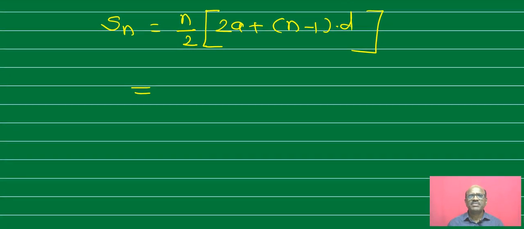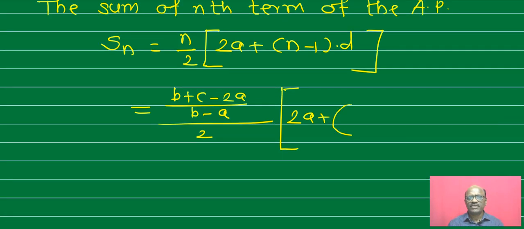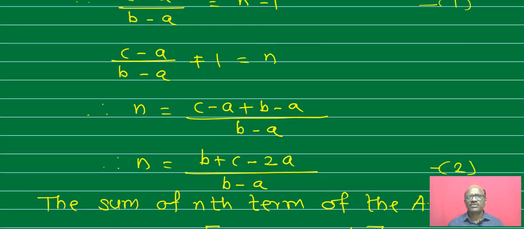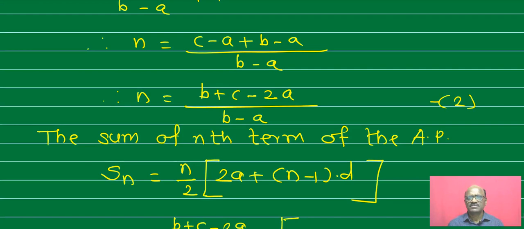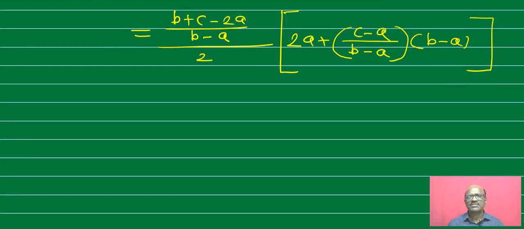The value of n is B plus C minus 2a upon B minus A, whole divided by 2, 2a plus n minus 1. The value of n minus 1 I have calculated, that is C minus A upon B minus A, into d. d is also calculated, that is the common difference. We know the first two terms, that is B minus A is the common difference.